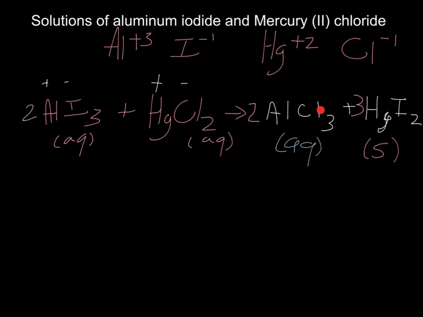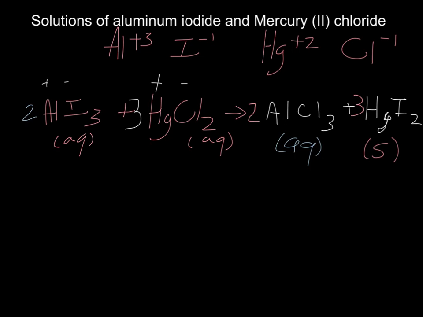Alright, well, what does that do? It gives me 6 chlorine. So what I got to do? Got to bump up these chlorine. I'm going to put a 3 right there. And now when I look at this, 2 aluminums, 2 aluminums. 6 iodine, 6 iodine. 3 mercuries, 3 mercuries. 6 chlorine, 6 chlorine. I am happy. This is balanced. I know what my solid is.